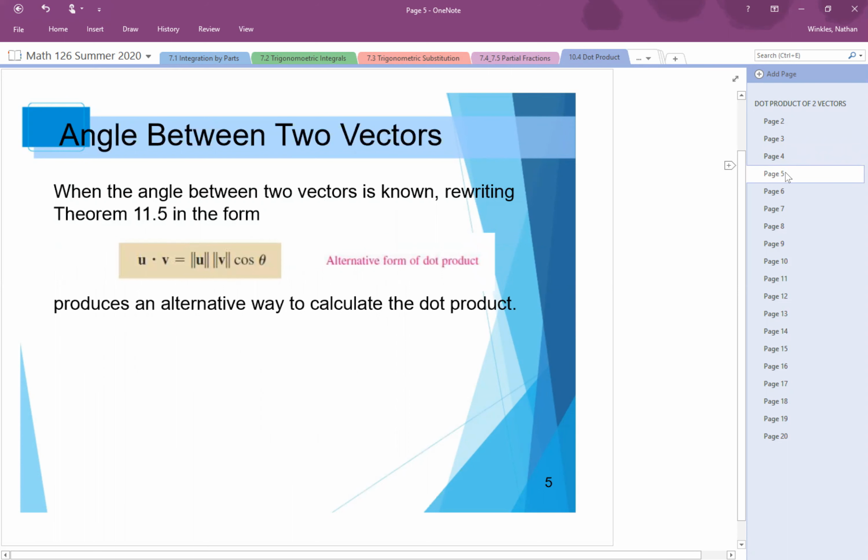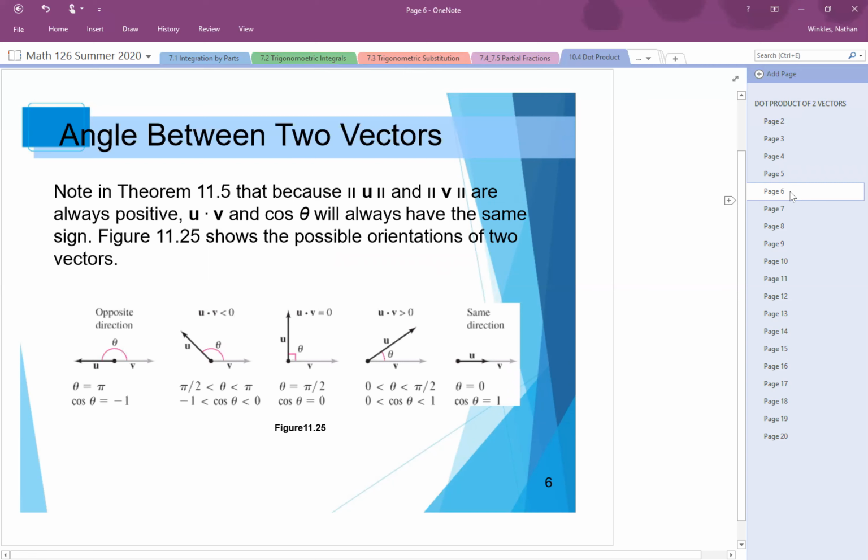When the angle between two vectors is known, we can write the theorem in the form u dot v is equal to the magnitude of u times the magnitude of v times cosine of theta. So this is going to produce an alternative way to calculate the dot product, and it will also give us a way to figure out the angle between them by rearranging terms. Because if we know v and we know u, we can find their magnitudes, we can find the dot product, and then we can find our angle theta.